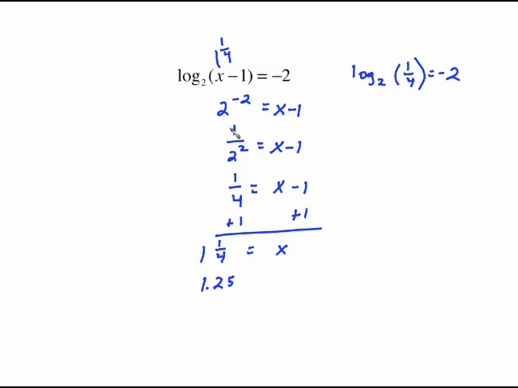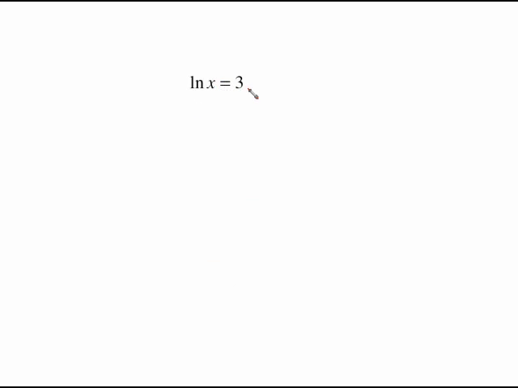So all of these last ones have been fairly simple because the log word is written just one time on one side. This is still simple. A couple of ways to look at this. One is to remember what ln is. ln just stands for log base e of x equals 3. We still have the log word written one time. We can go to our exponential and get e to the third equals x. And this is just a calculator situation now. You just use your calculator to do e to the third.